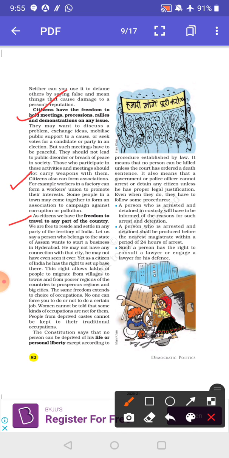This right allows lakhs of people to migrate from one village to another village, and people from the poorer regions of the country to the places where they could get some employment. And we could see that first we have the freedom to move freely throughout the country. If we live here in Ratlam and we want to travel to Kashmir, no one can stop us from going and visiting there. So it is our right to visit any part of the country.